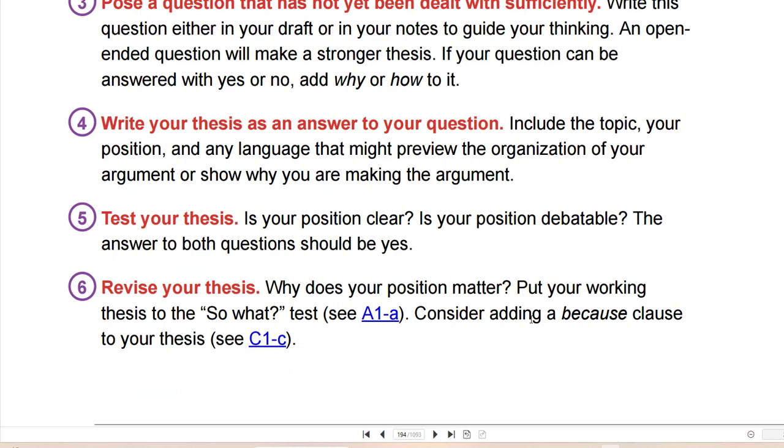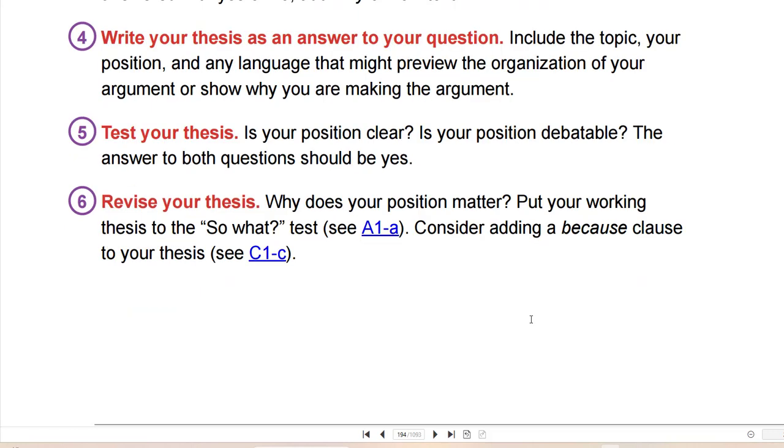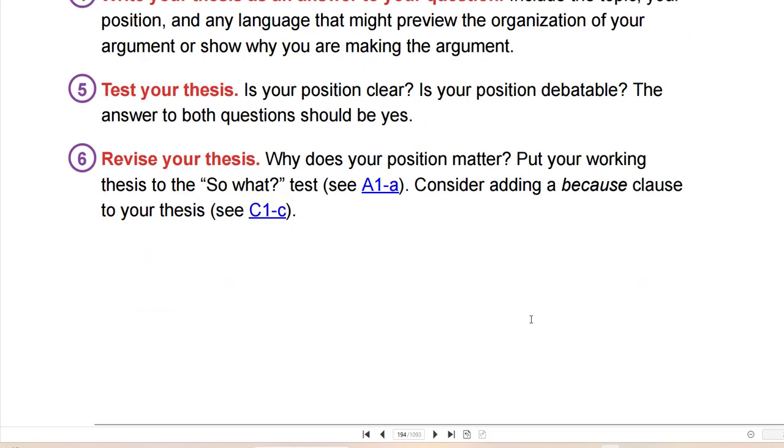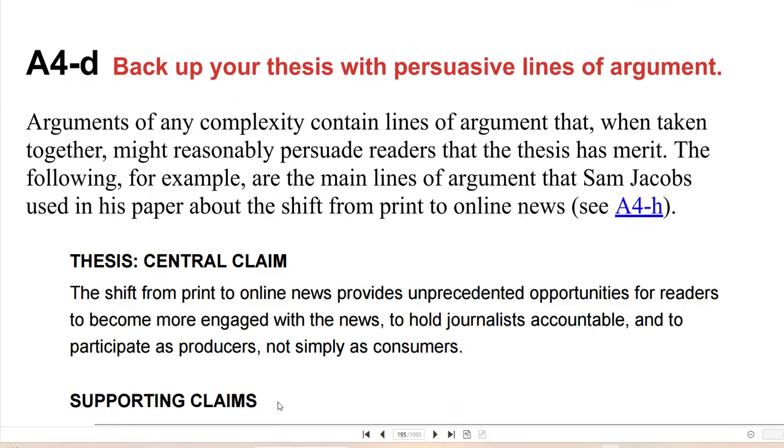Test your thesis. Is your position clear? Is your position debatable? The answers to both questions should be yes. Revise your thesis. Why does your position matter? Put your working thesis to the "so what" test. Consider adding a because clause to your thesis. I always tell students to have topic, opinion, reasons. And I always have students include a because clause in their thesis.